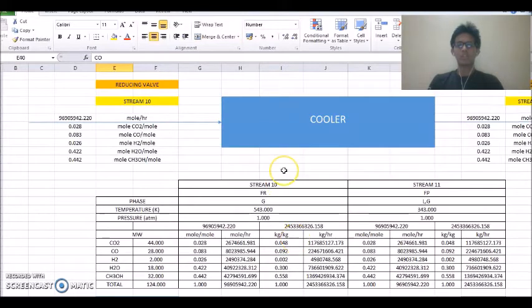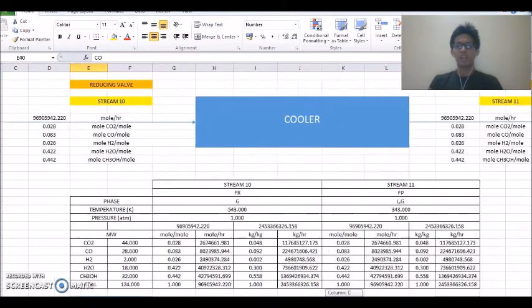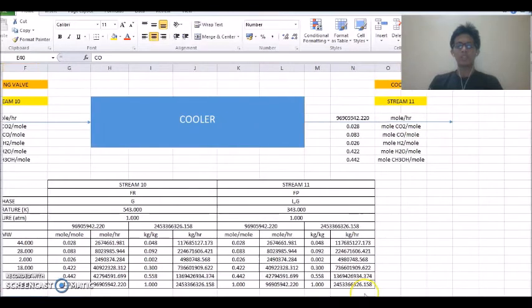So this is our cooler. The function of the cooler is to reduce the temperature. The temperature at the inlet, which is 543 Kelvin, is reduced to 343 Kelvin, and the pressure doesn't change. Some of the reactants at the inlet are in the form of gas because they come from the highest temperature, from our reactor. After the temperature is reduced, some of the products are in the form of liquid and gas, such as liquid water and methanol.